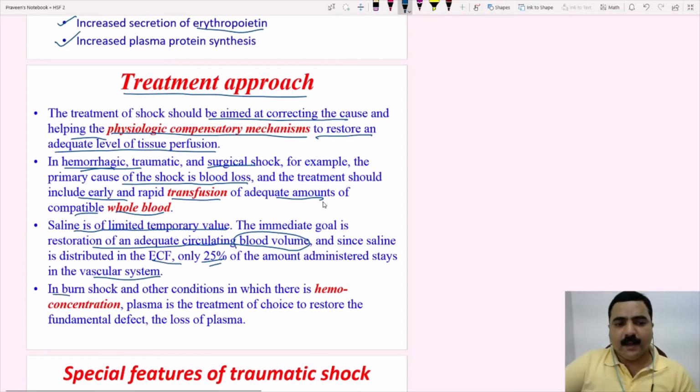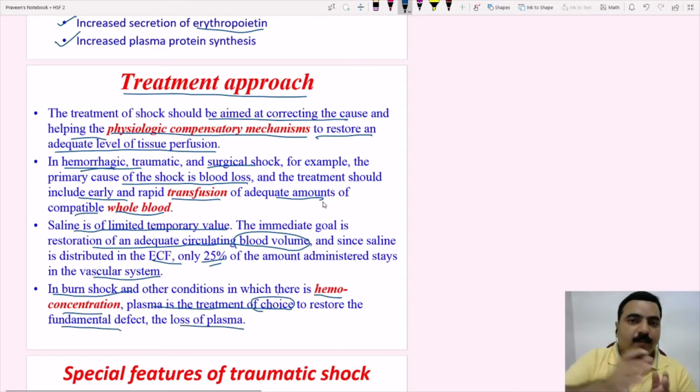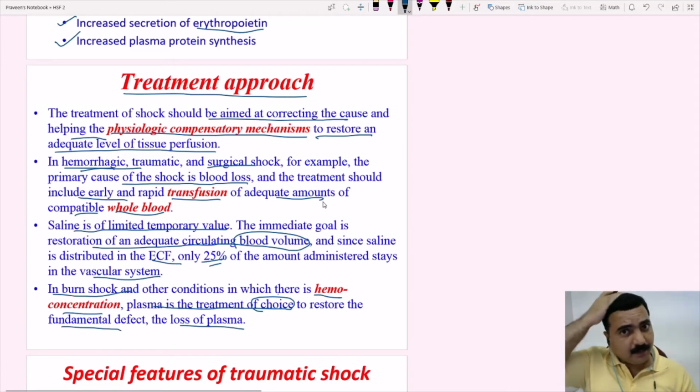But in a condition like burns or plasma loss, in which there is hemoconcentration, plasma is the treatment of choice. The treatment of choice is what? The plasma, to restore the fundamental defect, the loss of the plasma. If you give blood, what happens? It will cause more hemoconcentration. So this point you can keep in mind for the treatment approach.